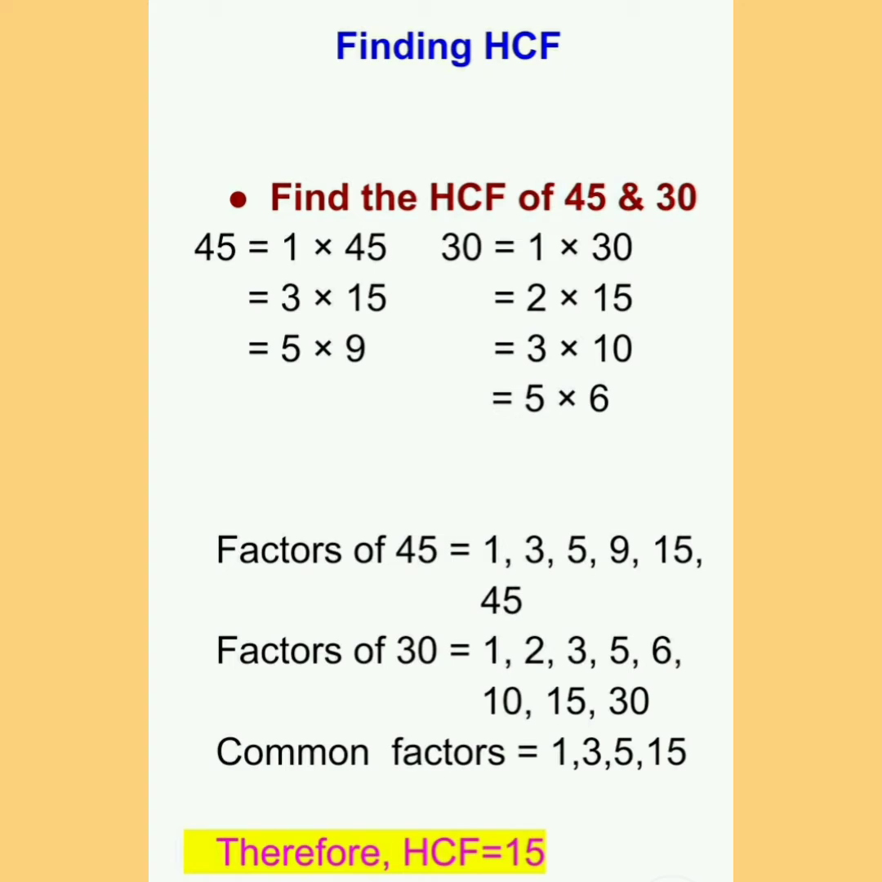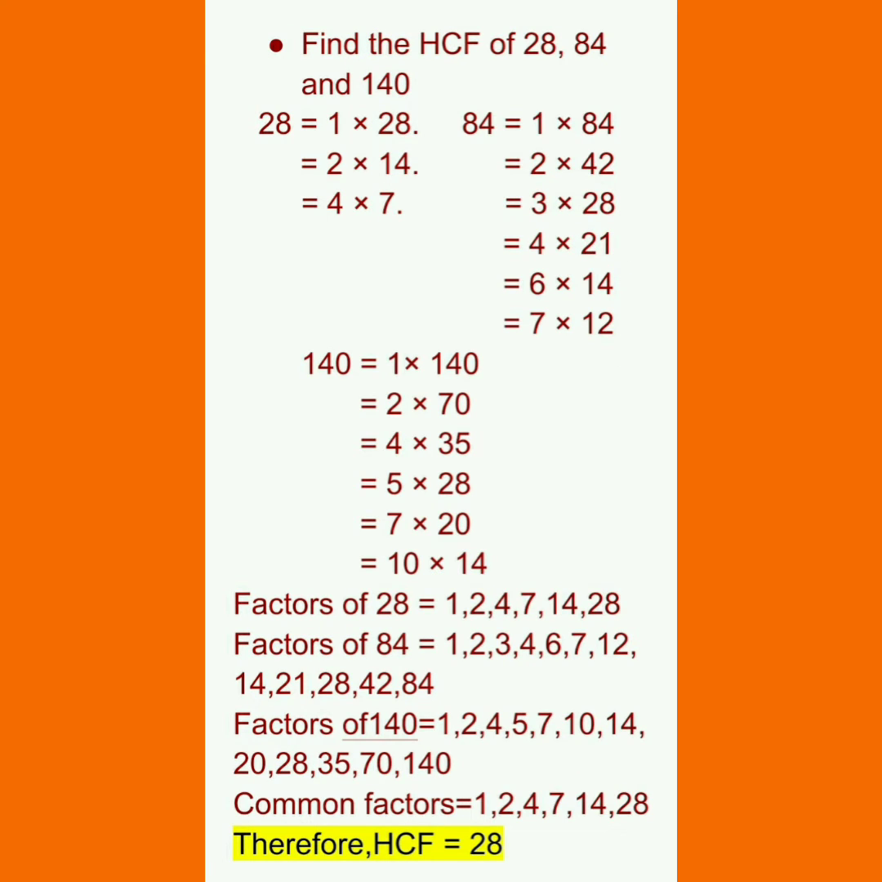Next, find the HCF of 28, 84 and 140. Here I have found the factors of 28, 84 and 140, and we see the common factors are 1, 2, 4, 7, 14 and 28. The highest among them is 28, so your HCF will be 28. So the HCF of 28, 84 and 140 is 28.